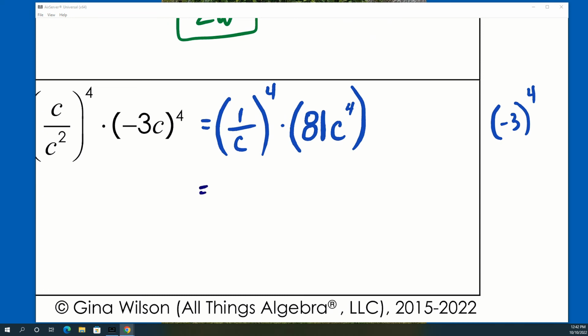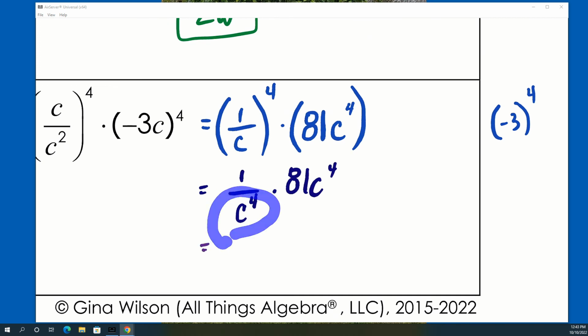All right, and then we are going to raise the top and bottom to the 4th. So 1 to the 4th is 1. C to the 4th is c to the 4th. All right, and then if we have a c to the 4th on the bottom and a c to the 4th on the top, what do you think is going to happen to those when you're multiplying? Do you guys know? They just cancel out, basically. So we're just going to be left with 81.